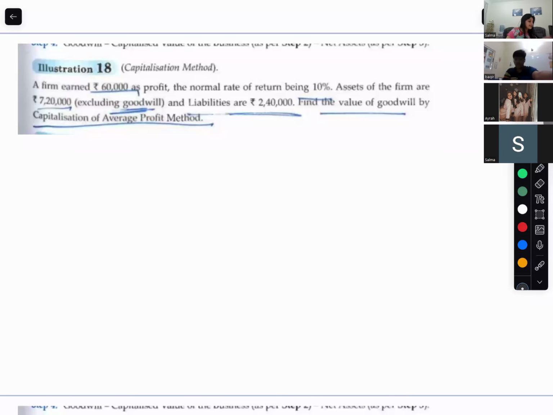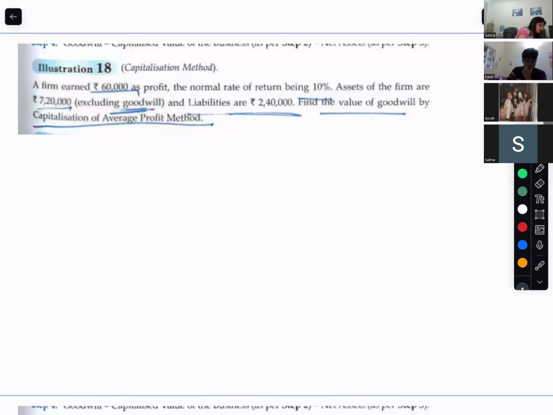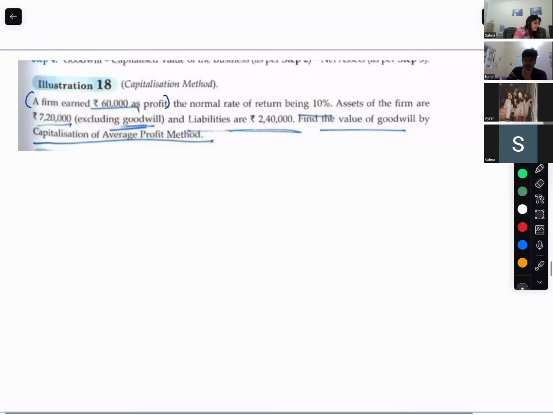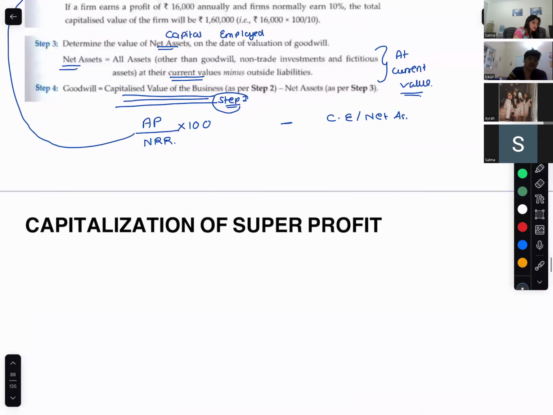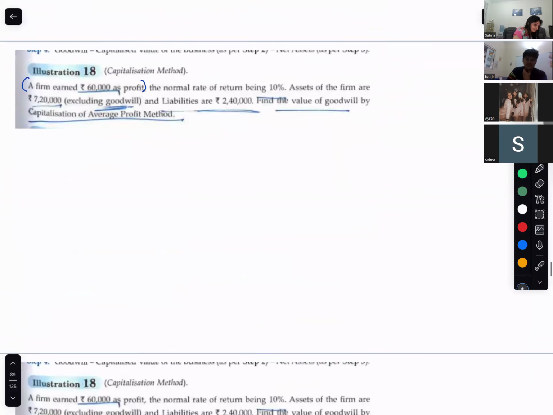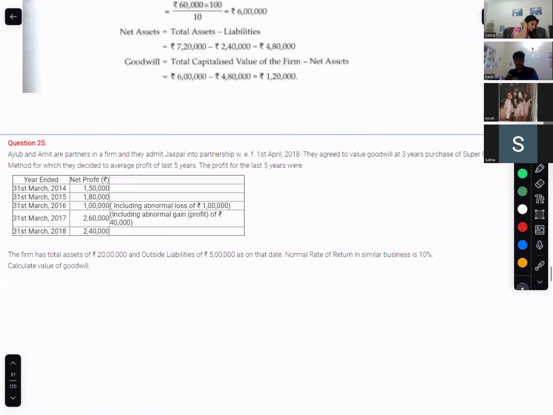So we are doing the capitalization method, and we are doing a sum related to capitalization of average profit. Are you with me? Read the question, please. The firm earned a profit of 60,000. The normal rate of return is 10%. So what is your step number one? Step number one is to get average normal business profit. Do you have your average normal business profit?